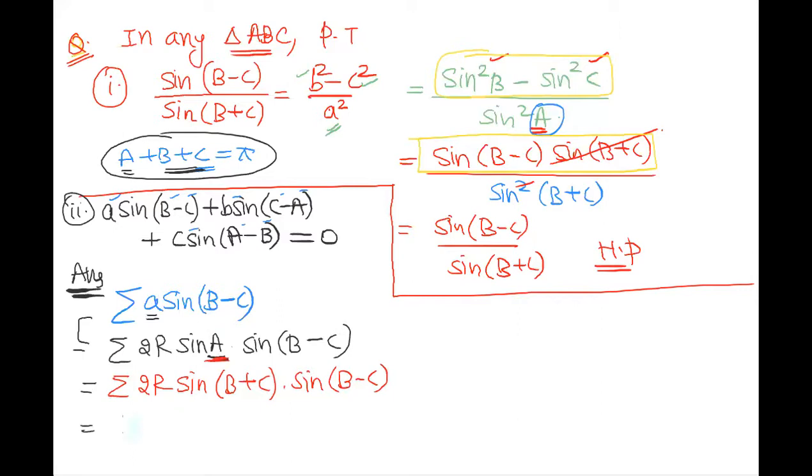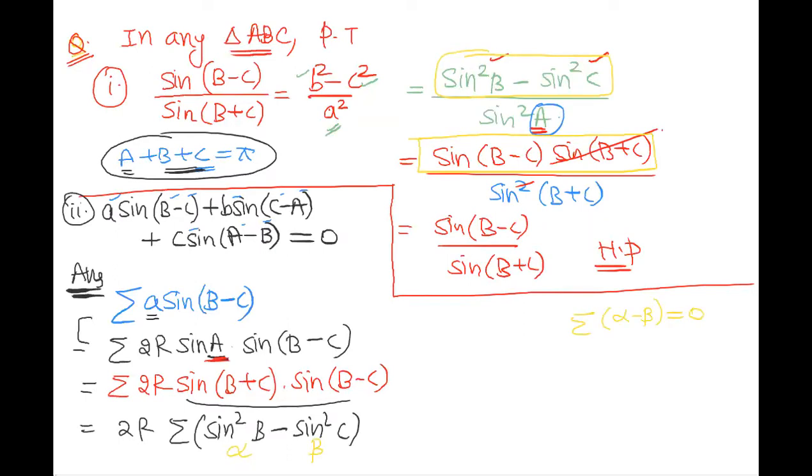So this further we can write as summation; 2R I can take out. And in cyclic order now we have sine b plus c into sine b minus c, which we can write as sine square b minus sine square c. Suppose this is alpha and this is beta. We said already, summation of alpha minus beta is 0. If three angles we are talking about, alpha minus beta plus beta minus gamma plus gamma minus alpha, all the things get cancelled, and this comes out to be 0. So this is equal to 0. Hence proved.